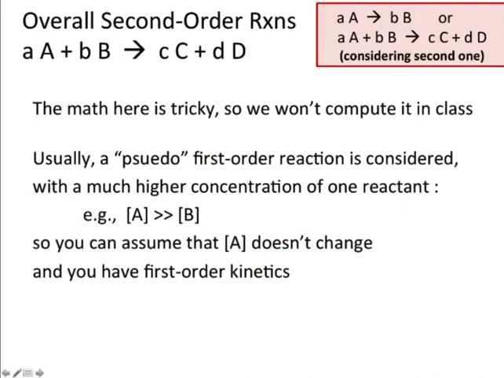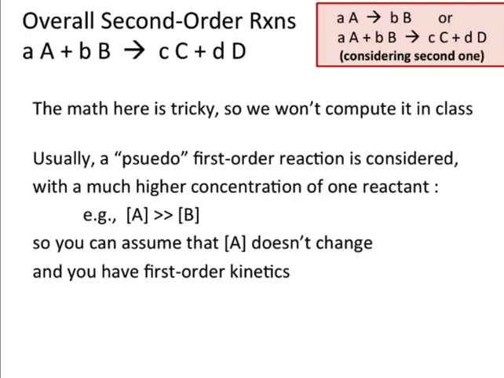Alright, so now let's talk a little bit about what if you have first order A, first order B, and it's overall second order. So generally we skip that in general chem because the math here is tricky and I don't think it's worth getting into it. You don't learn as much from it as you need to justify the math.